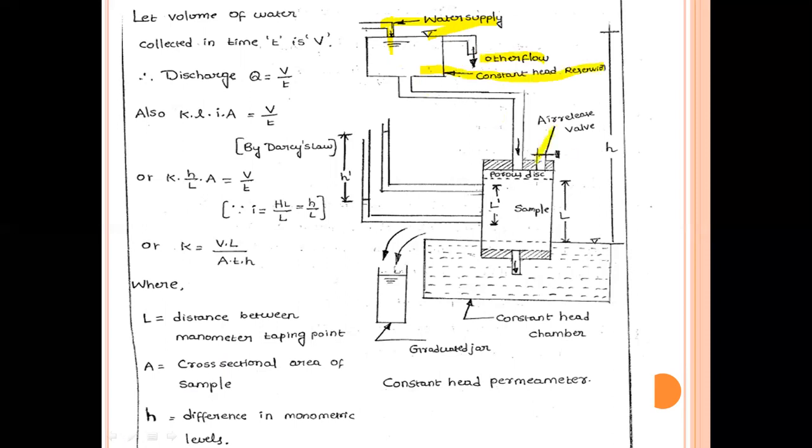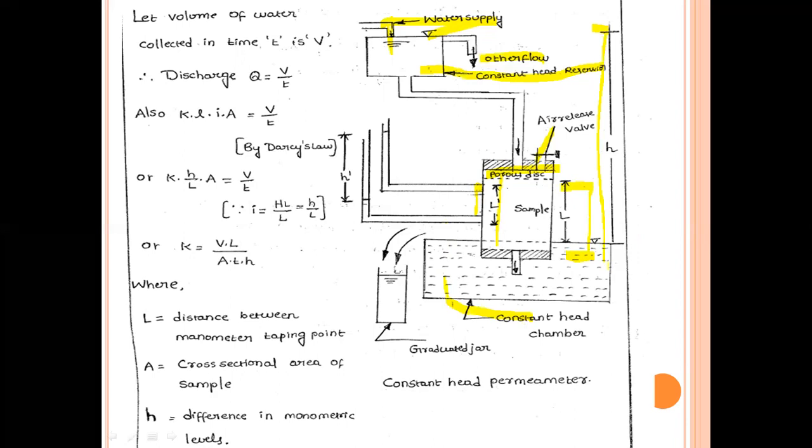It is a sealed place by wall. It is the porous disk and sample, and the length is L. This length is the wall length, and the height one is H1. It is the constant head chamber. And here take the sample length as L outside, and the total height is H from the water supply to the constant head chamber top.